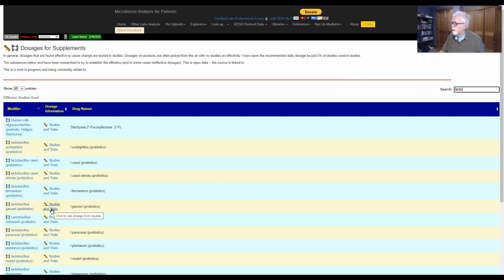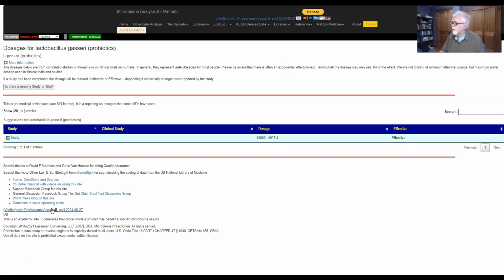So you just click here, and there's one study, and basically you should be taking 10 billion colony forming units per day, every day. The bottles may be providing you only with 10 million CFU, so you'll be taking 100 capsules literally of some bottles. Again, you need to sit down and look at how many CFUs are in the bottle.